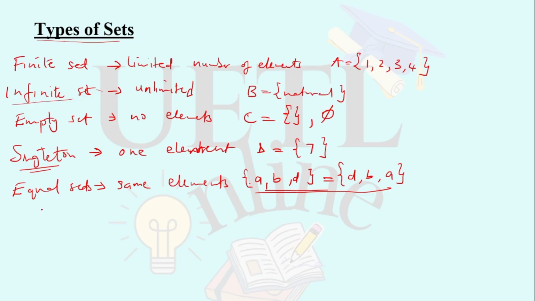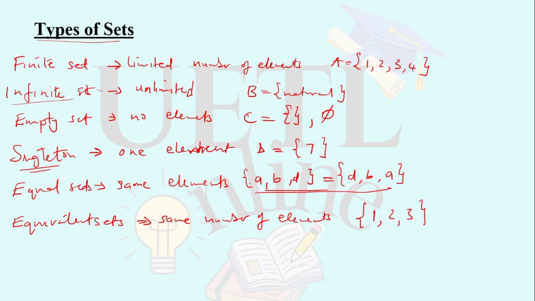Then let's talk about equivalent sets. These are sets that have the same number of elements. They don't have to be the same set, but the number of elements is the same. Let's say you have a set 1, 2, 3. It is equivalent to another set, say X, Y, Z. Here we have three elements and three elements there, so we can say these two sets are equivalent.